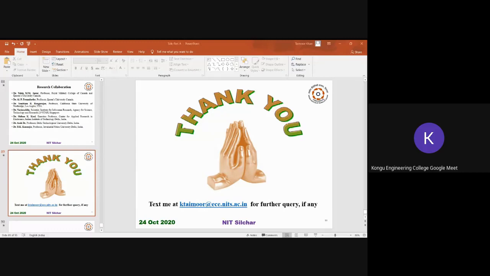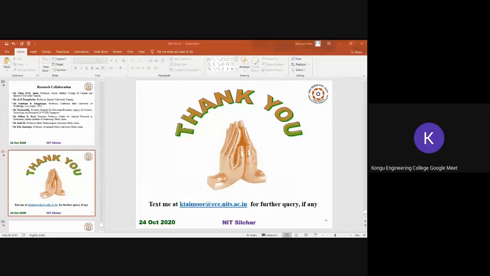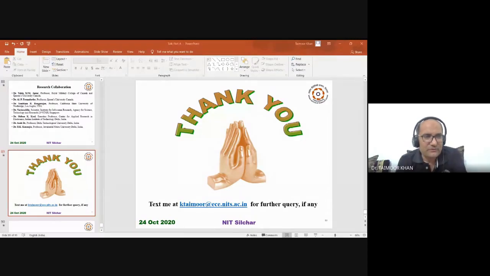Lenin has asked if there is any chance of a change in resonant frequency due to a change of RLC values. Yes, of course. Why not?